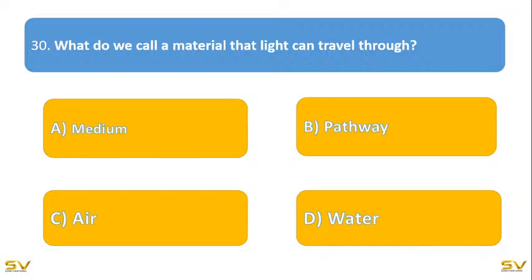Yes, now this option that you typed, option A, is the correct answer because it is a medium. We call the material where the light is traveling a medium. So this is about 30 multiple choice questions from the third chapter.